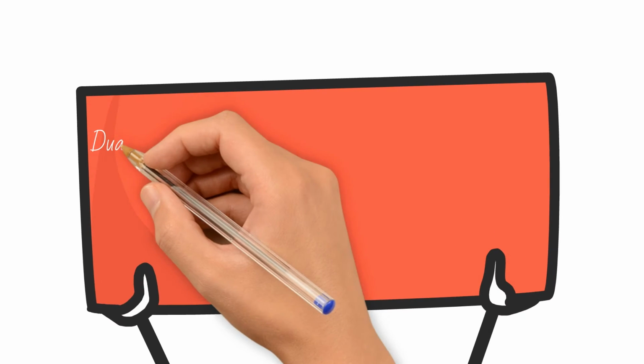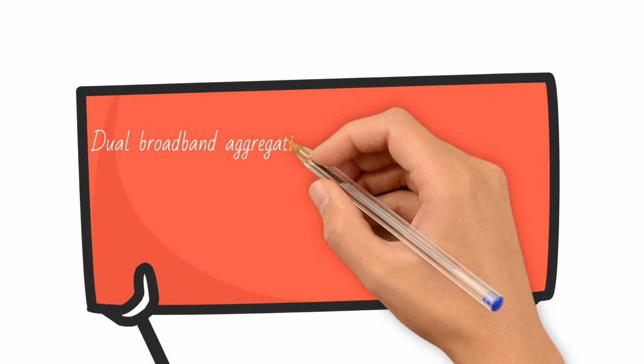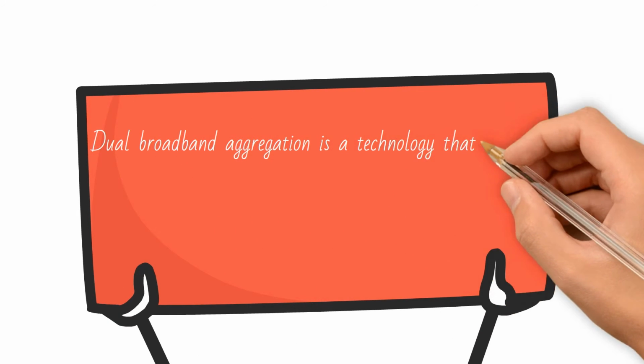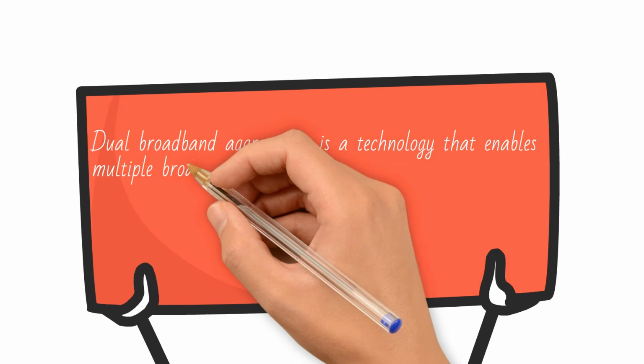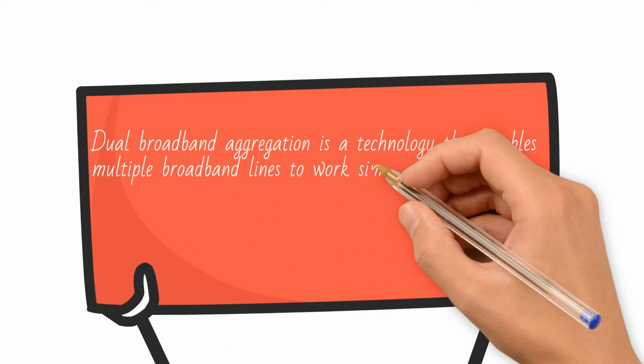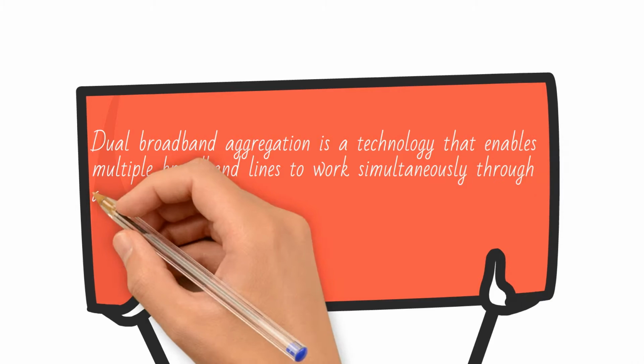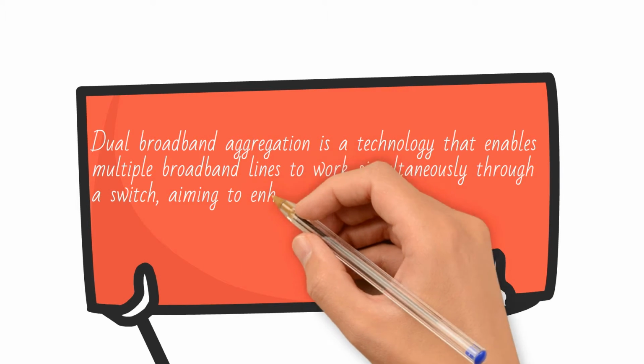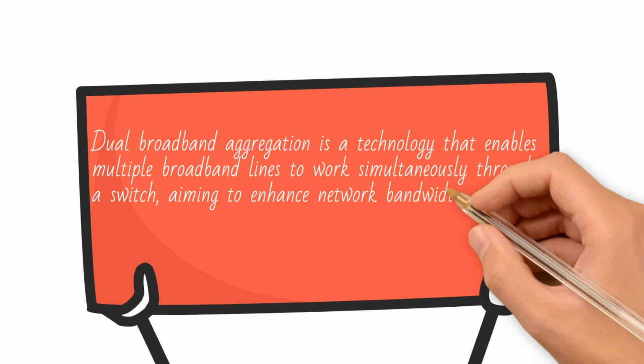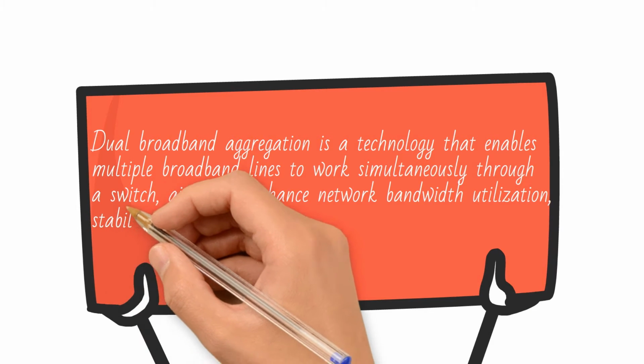Dual broadband aggregation is a technology that enables multiple broadband lines to work simultaneously through a switch, aiming to enhance network bandwidth utilization, stability, and redundancy. This feature is particularly suitable for enterprises, households, or data centers requiring high network performance.